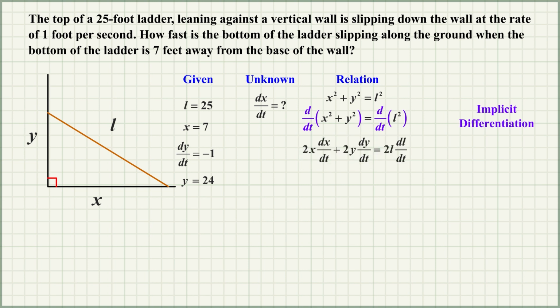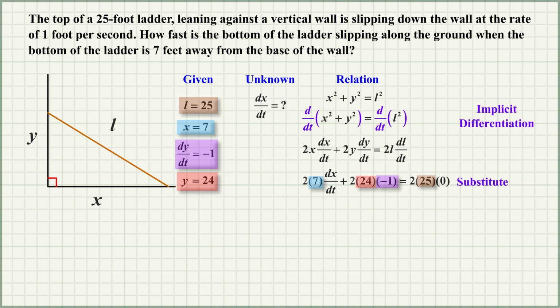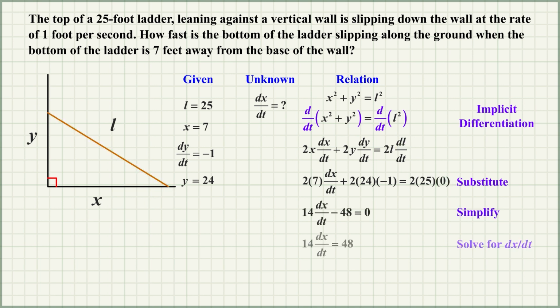From here, it is just a matter of substituting each expression with the given numerical value and solving for dx over dt. Note that dL over dt is the rate of change of the length of the ladder with respect to time. In this case, it will be equal to 0 since the ladder does not change size and maintains its length of 25 as it slips from the wall. Solving for dx over dt, we obtain 24 over 7 feet per second. The bottom of the ladder is moving at this rate when the bottom of the ladder is 7 feet away from the wall, and this is our final answer.